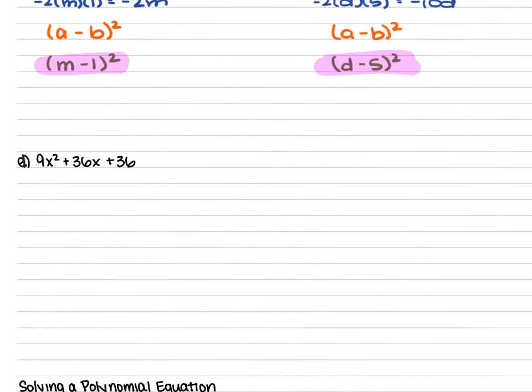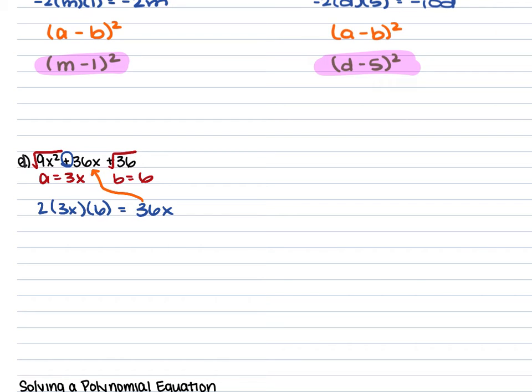In our next example, we have 9x squared plus 36x plus 36. We can take the square root of that 9x squared, it gives us 3x. We can take the square root of the 36, it gives us 6. From here, if I take a positive 2, since my middle term is positive, and I multiply it by 3x and 6, we get 36x. That 36x is the same exact term as that middle term here. So we are going to use a, my middle term is positive, plus b squared. From here, we're just going to have 3x plus 6 raised to the second power.